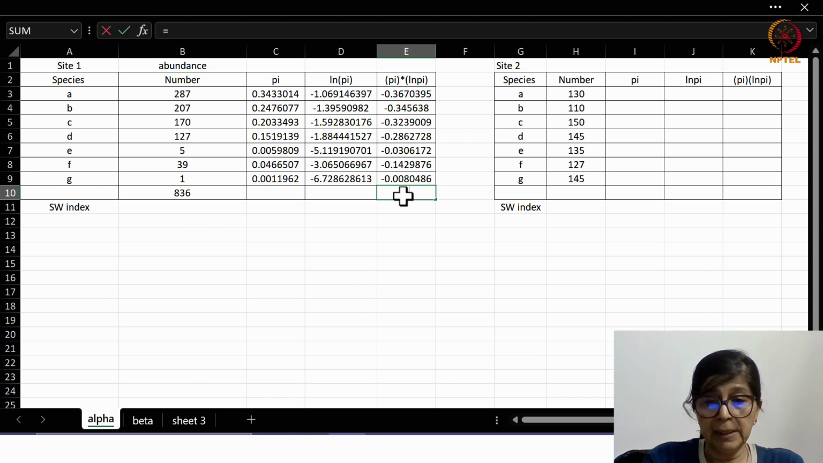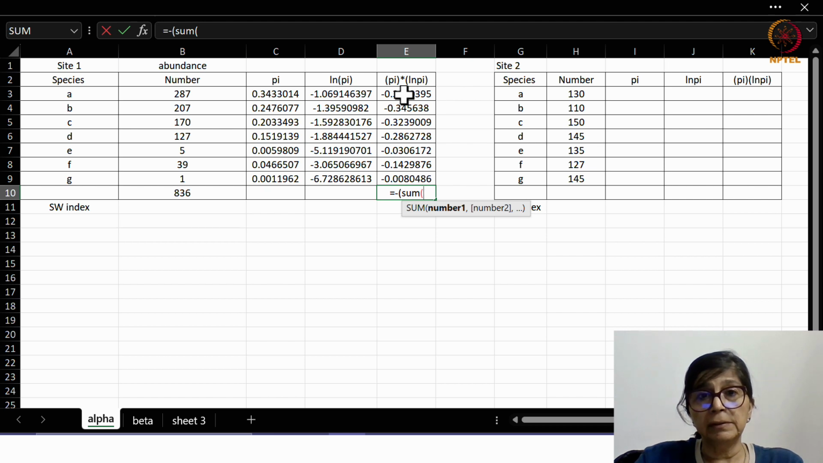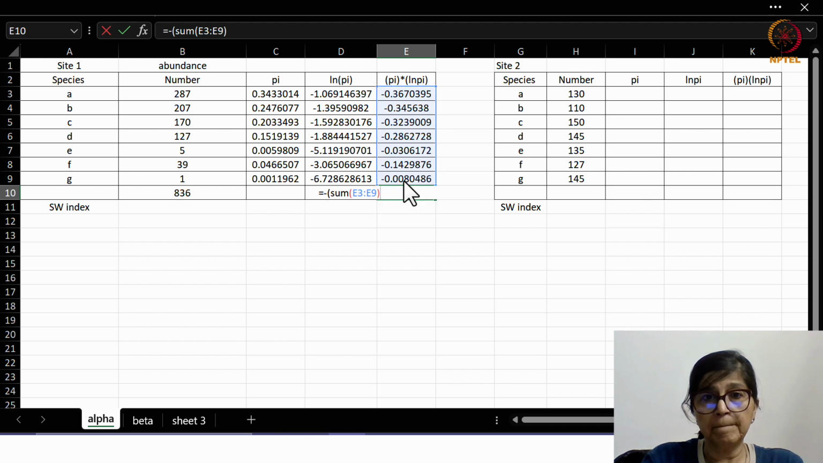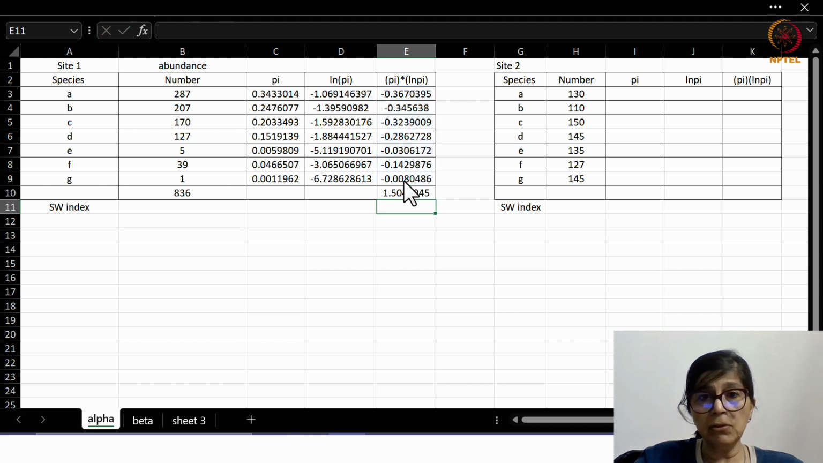Equals negative sign, summation of these values of Pi and ln Pi. Okay, and you close both the brackets. So as you can see, first the red one and then the black one. So both the parentheses or brackets have to be closed. Only then you will get your number. So this is the Shannon-Weiner index.